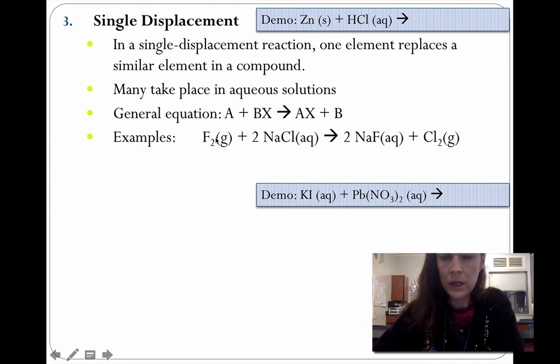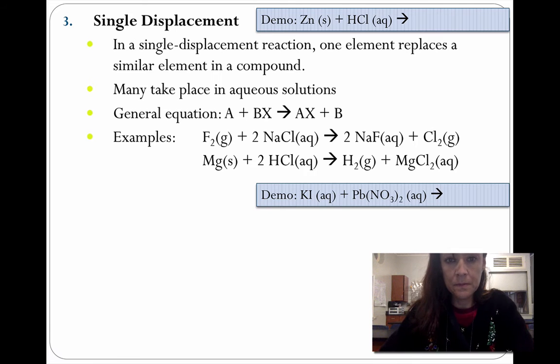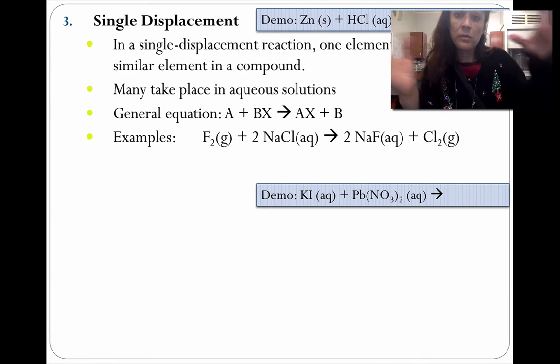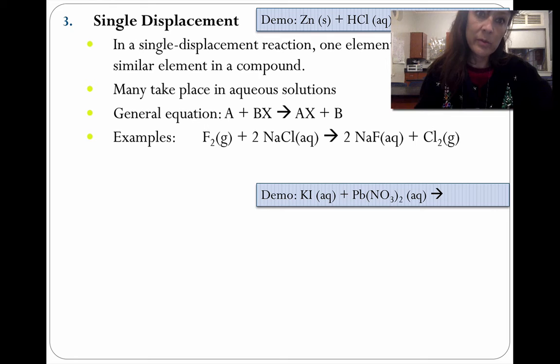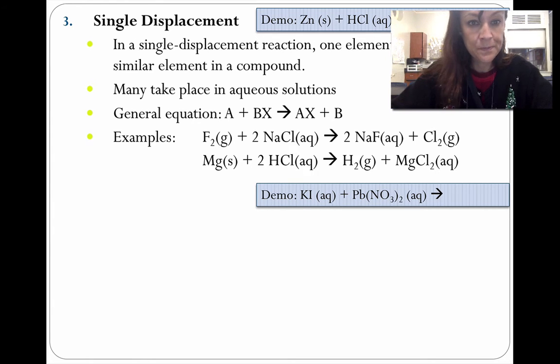Examples, you've got this fluorine gas reacting with sodium chloride, aqueous form. And notice what's taking over what? The fluoride is going to replace the chloride ion here. And now you're going to end up with sodium fluoride, and chlorine gas is going to be emitted. Okay, so it replaced. And your metals are going to replace your metals, and your non-metals are going to replace your non-metals. You're not going to have a metal replace a non-metal.